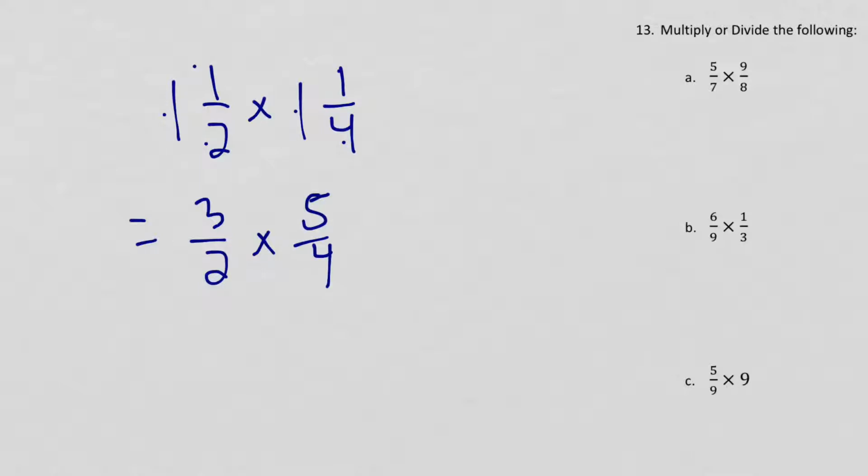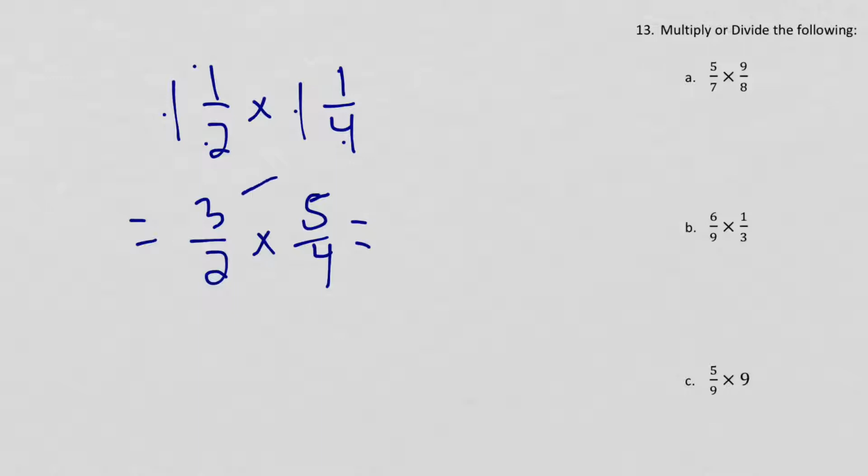Okay, now we take a look and see, 3 over 2 is in lowest terms, 5 over 4 is in lowest terms, and when I look at the diagonals, 2 and 5, 3 and 4, none of these can be divided by the same number. So our fractions can't be reduced in this case, which is good news. We can just go straight ahead with the multiplication.